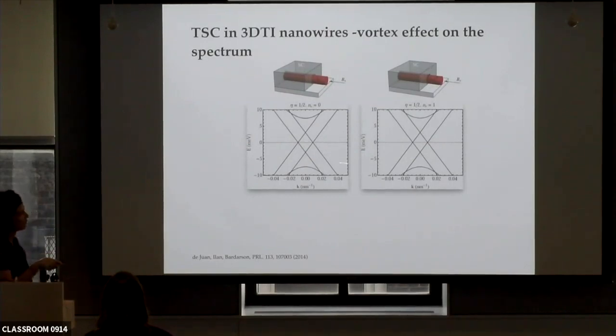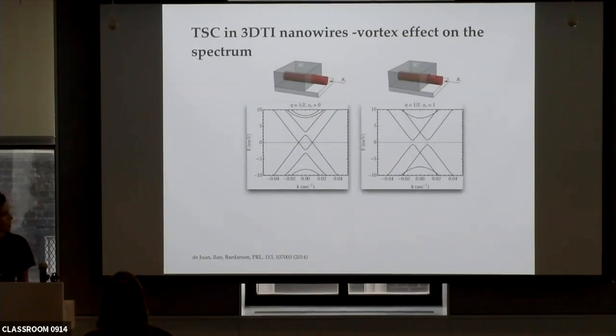This one doesn't have phase winding. This one has phase winding, but you can't see the difference because the gap is 0. Now I'm going to add a finite pairing potential. And as you can see, if you don't have a vortex, the spectrum remains gapless. Okay? But if you do have a vortex, you've got a finite gap. So that's the essential difference.